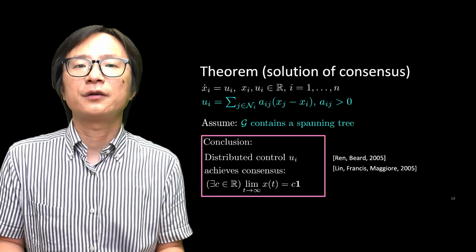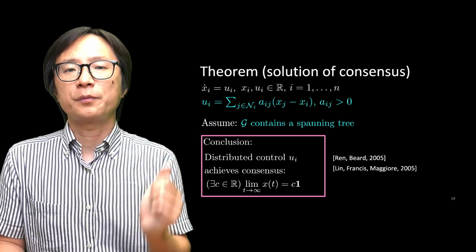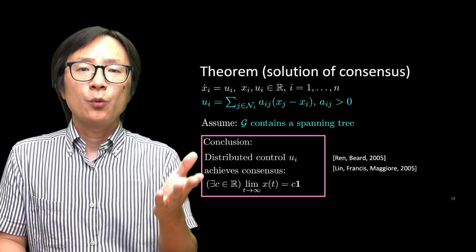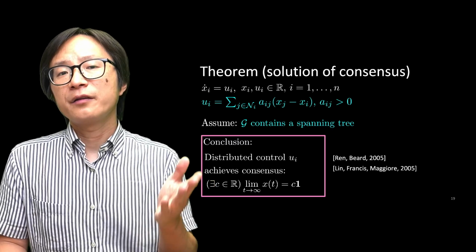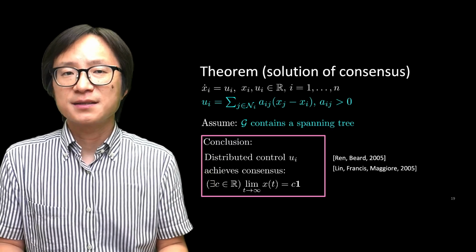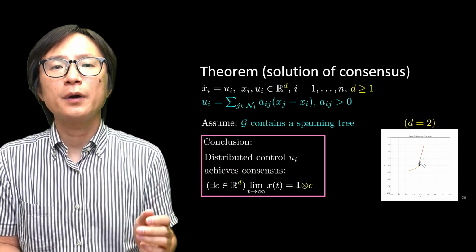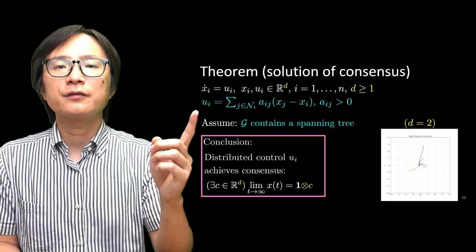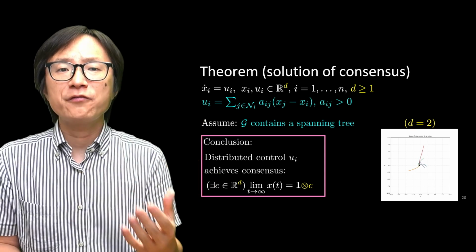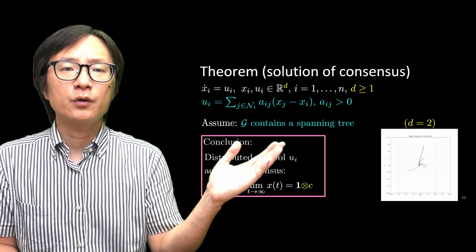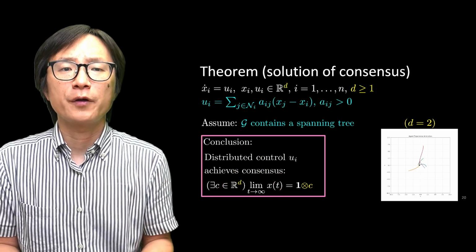So here's the solution to the consensus problem. Using this form of distributed control u_i, this u_i solves the multi-agent consensus problem under the assumption that the graph G contains a spanning tree. The same result extends directly to any dimensional consensus as long as this control u_i is available to control the velocity on every dimension. The case of D equals 2, namely two-dimensional consensus or rendezvous, is displayed on the right.